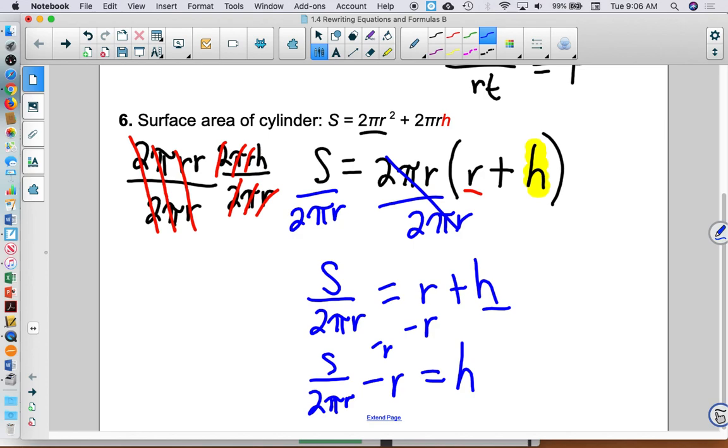Okay. I could have said, keep these together. Okay? And if I keep that together, if that's a group, can I subtract r from that? No. That's why it's out here by itself. Okay, that's why it's by itself.